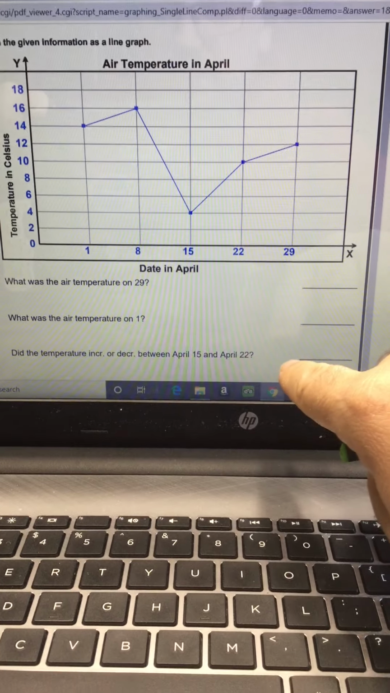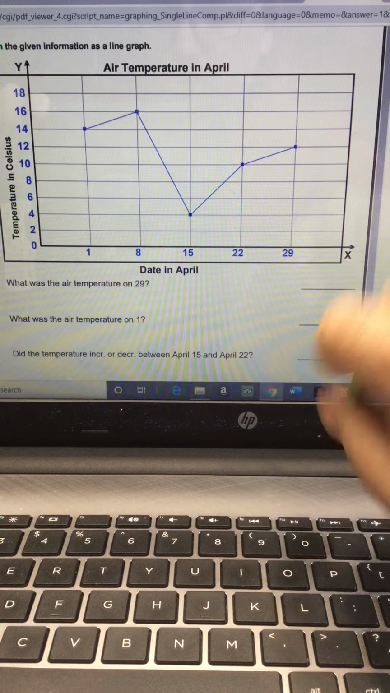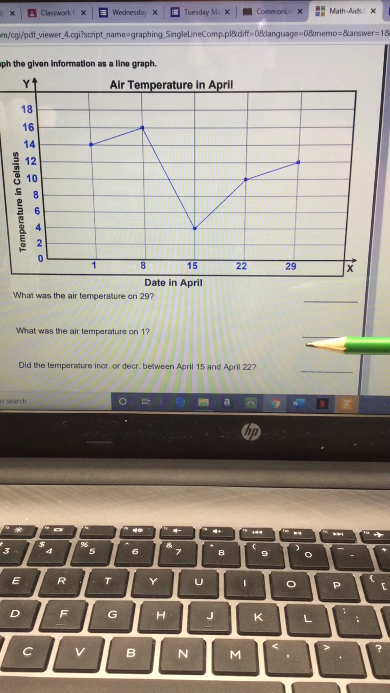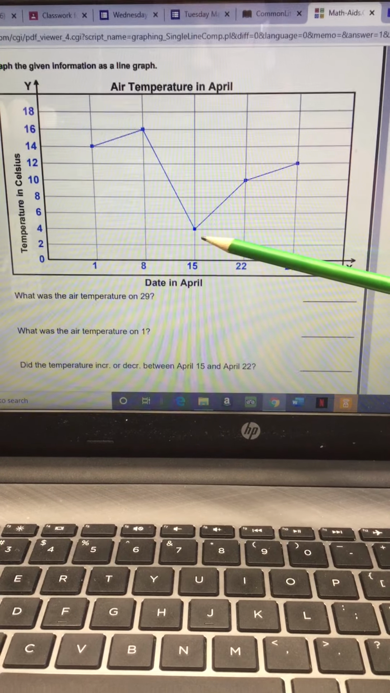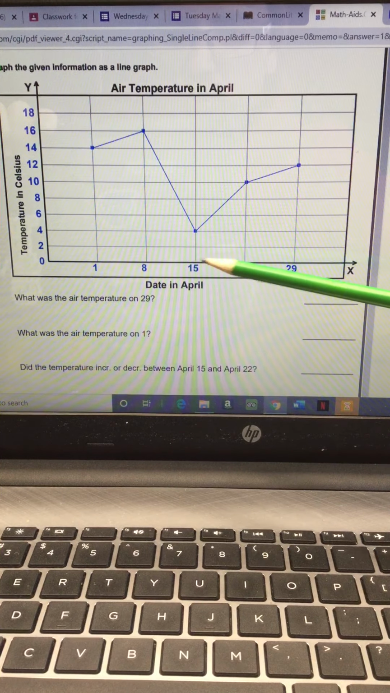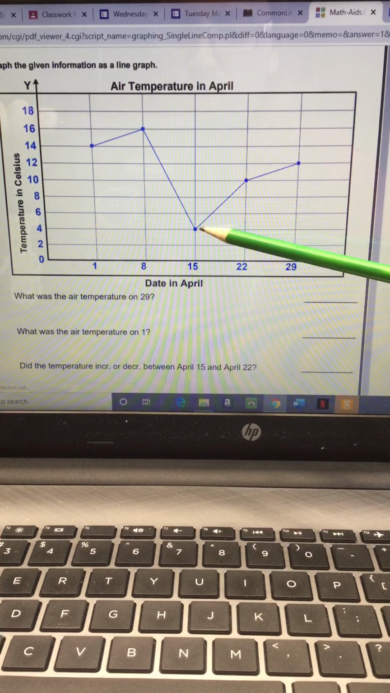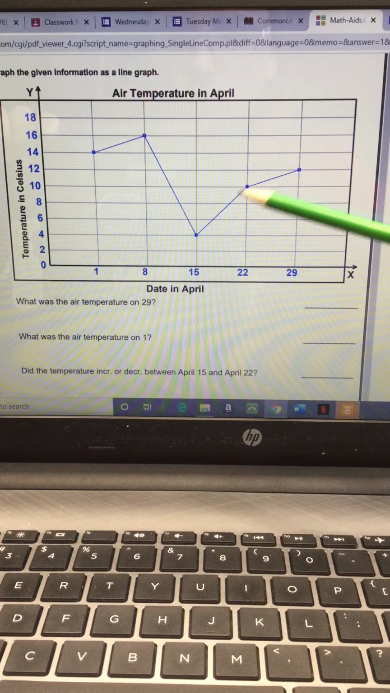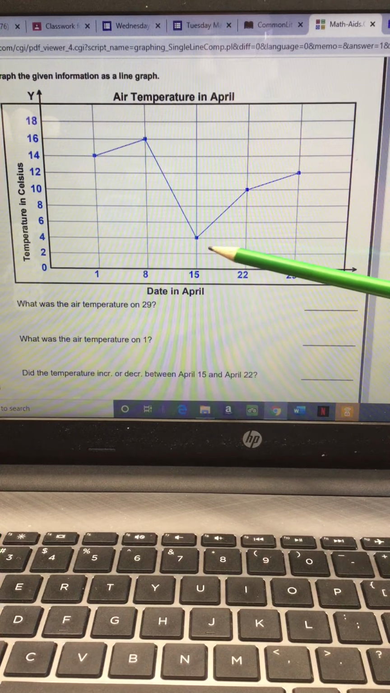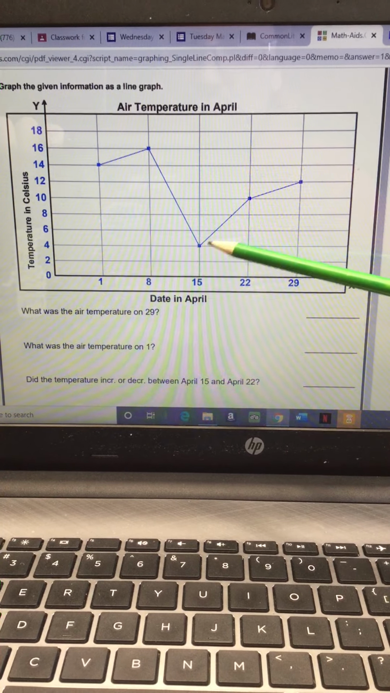Now, looking at the data on the bottom, did the temperature increase or decrease between the 15th and 22nd? So now they give you a range. The range is the 15th to the 22nd. Now you have to interpret the line graph. Did it go up or did it go down? Well, it went up. Therefore, the temperature increased.